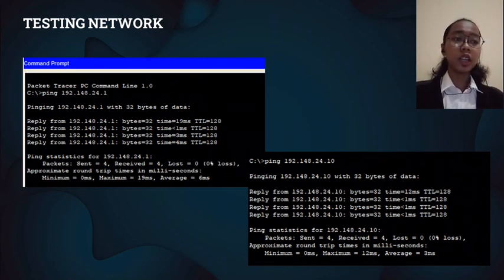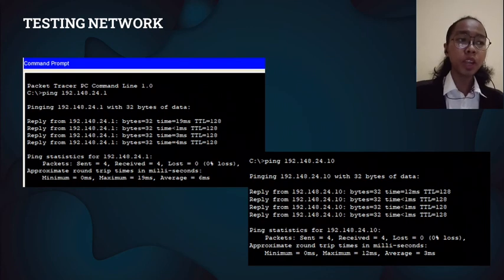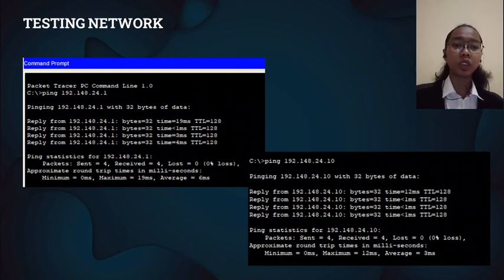The next slide is a testing of the network to see if the connection is working or not. To test the network, we open the command prompt in Cisco Packet Tracer and then write ping and the IP address. In our project, the testing of all of the computers is connected, but we just input two pictures of the testing. The first picture is a test for IP 192.148.24.1 on computer 1, and the second picture is a test for IP 192.148.24.10 on computer 10.